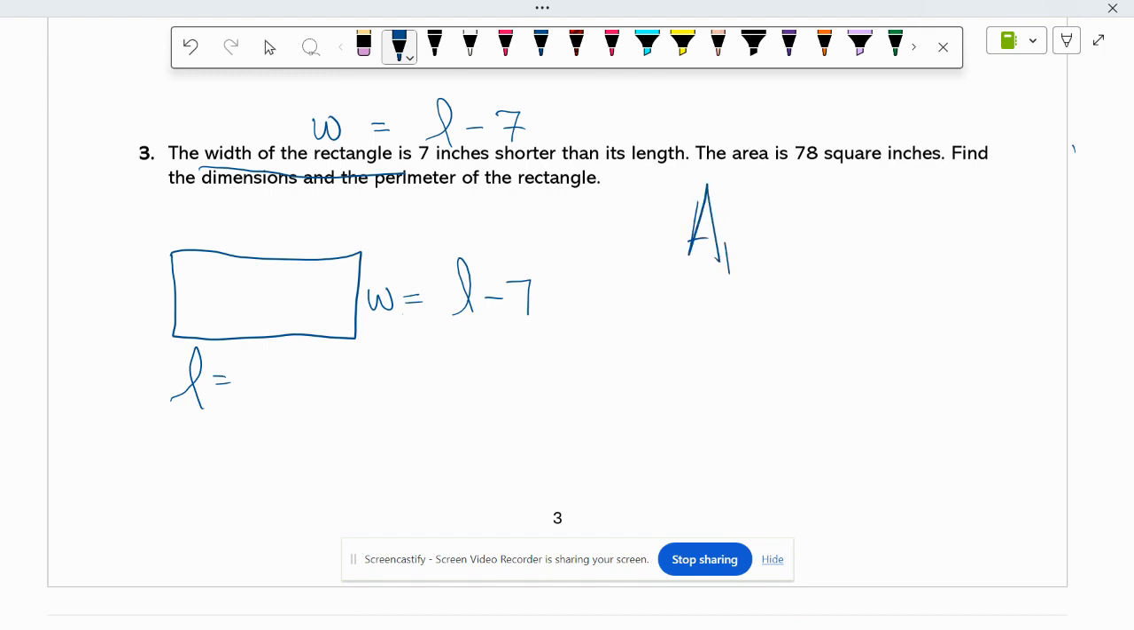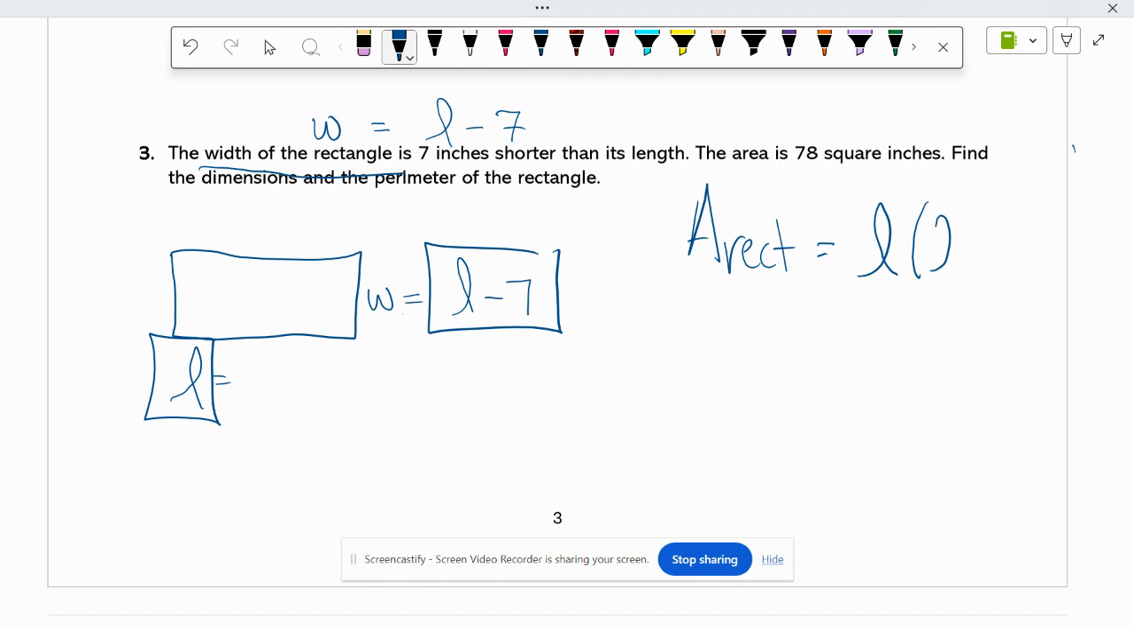So what is the area of the rectangle? Well, it's this times this. So it's the length times the length minus 7. And what does the area equal? Well, the area equals 78. This is just like question number 1 from our notes. So right now you're going to do numbers 2 and 3, and I think that we can do number 4.